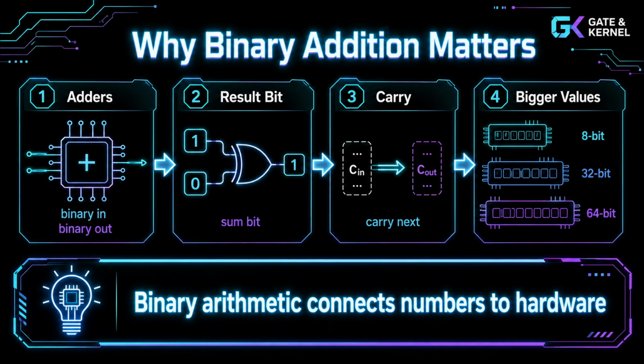Chapter 19. Why binary addition matters inside a processor. Circuits called adders combine binary inputs and produce binary outputs. At a low level, an adder determines two things: the result bit and whether a carry must pass to the next position. Logic gates can perform these operations. Larger groups of these circuits can add 8-bit, 32-bit, or 64-bit values. Binary arithmetic therefore connects number representation directly to digital hardware.